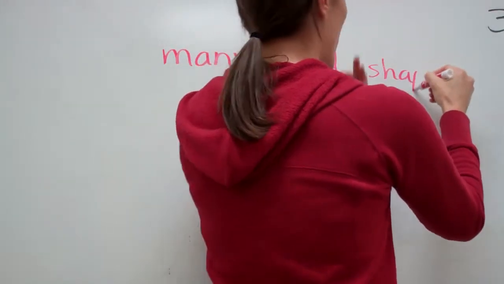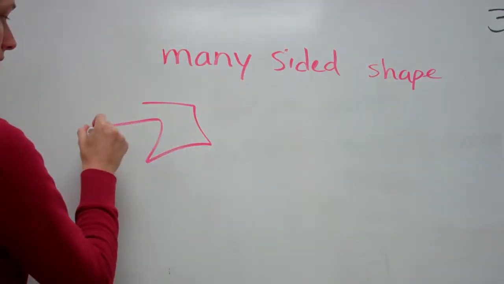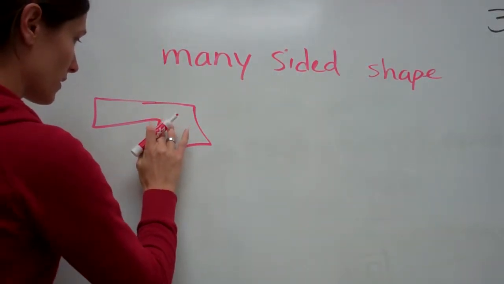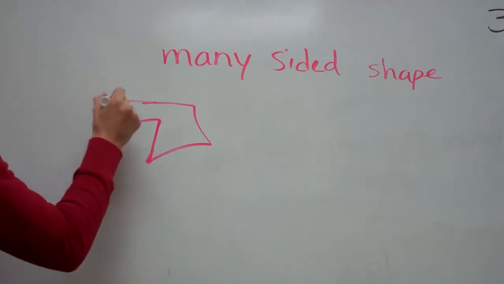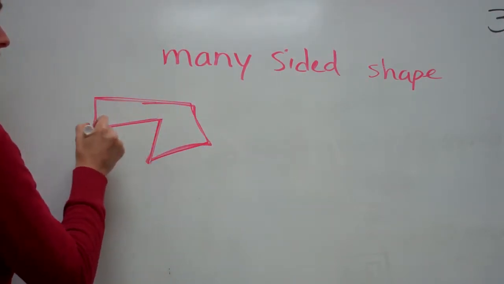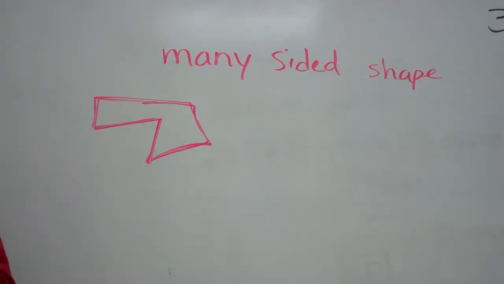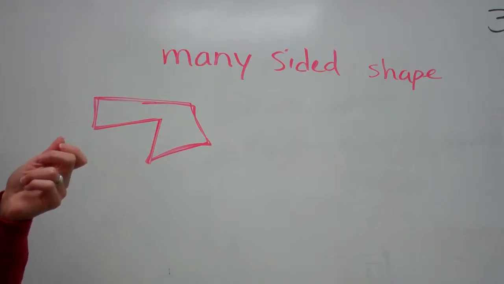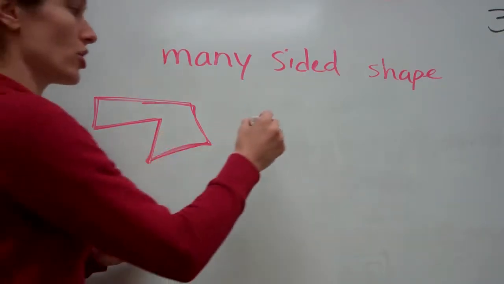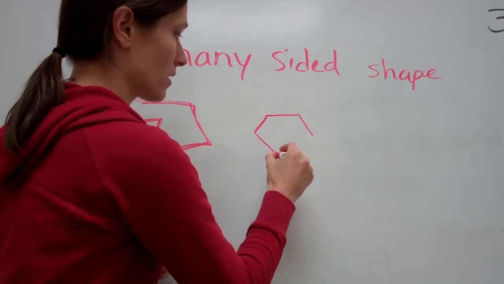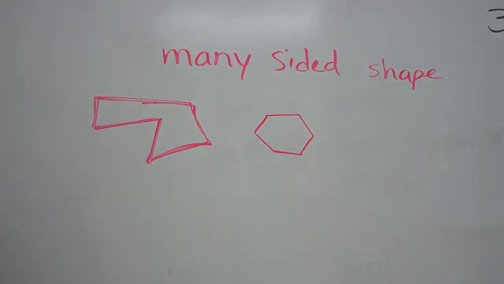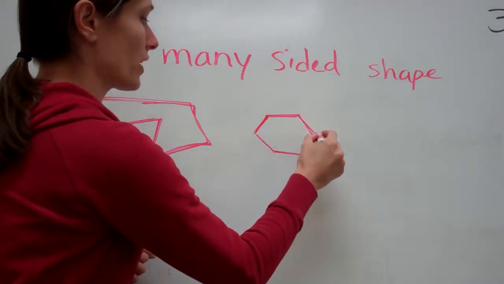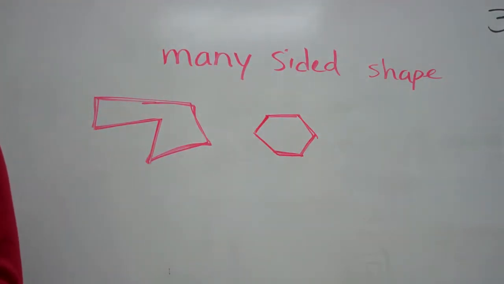So this is a 1, 2, 3, 4, 5, 6 sided shape. Does anybody know what a 6-sided shape is called? Hexagon. Very good. Now, this doesn't look like a normal hexagon you see, because a normal hexagon you would see something like this. This one has 1, 2, 3, 4, 5, 6. I came out with 5 when I drew that.